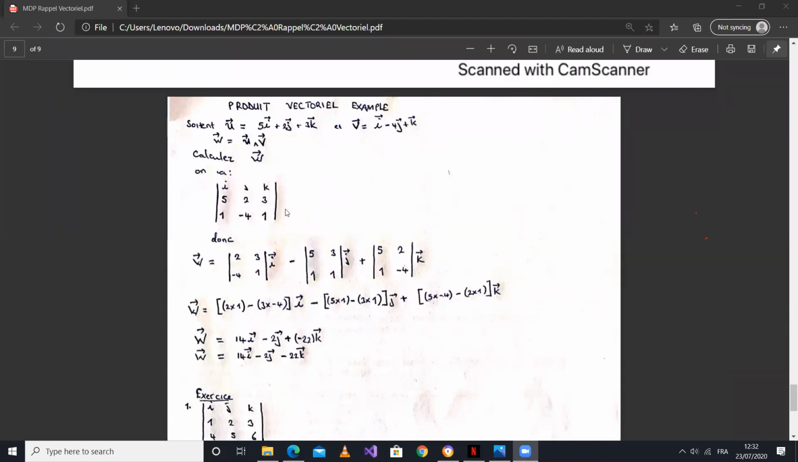As I said, we begin with the coordinate for I. We are going to cover the I, and I will eliminate the row and the column in which the I belongs. So I will eliminate the first row here with J and K, and I will eliminate the first column because the I belongs in the first row and the first column. What I'm left with is 2, 3, minus 4, and 1. So I write them here, suivant I. This is what's going to give me the coordinate for I.